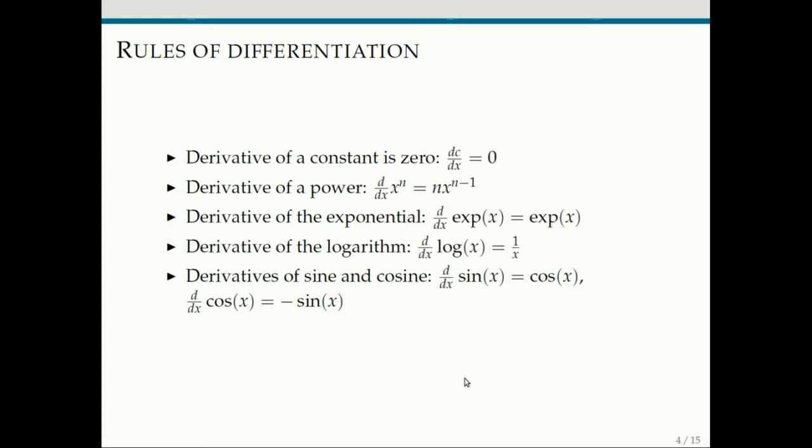And then, very important is the derivative of a power. So if we have d by dx of x to the n, that becomes n times x to the n minus 1. So the degree of the power gets reduced by 1, and you get a factor of n out front. The rest of these you should also remember, so that the derivative of the exponential is the exponential function itself, etc., etc. All of them might come up during the course.